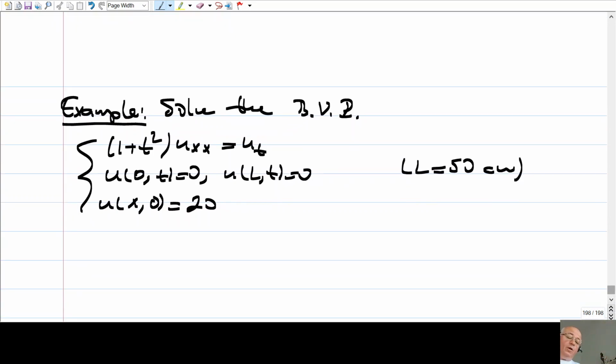Bu biraz daha farklı bir heat equation. Bizim alfamız constant değil bu durumda. 1 artı t kare. Yani bir yerde şey gibi düşünebilirsiniz. Cismin ısı geçirgenliği zamana göre değişiyor. Zaman arttıkça ısı geçirgenliği artıyor gibi. Veya azalıyor. Çok emin değilim. Nasıl çözeriz bunu?